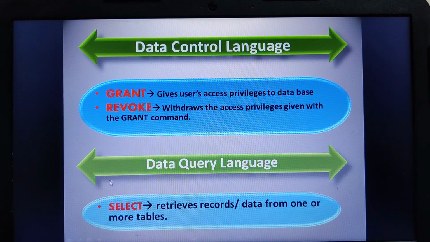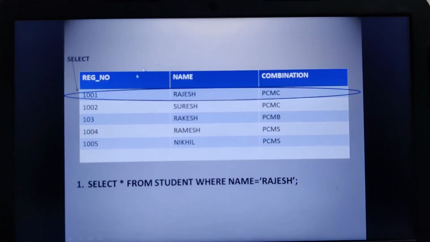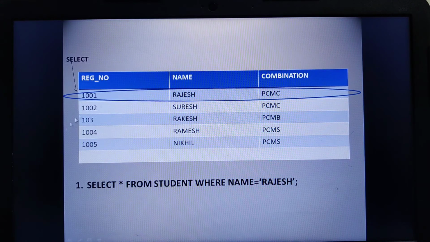The select command is used to retrieve records or data from one or more tables. Understood? Suppose I want a particular record to be displayed from my table. Let us consider this is the backend, and this is how I have stored the data. If I want to see the record related to Rajesh, then I have to use a query known as select star from student.